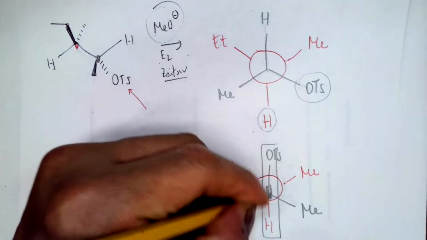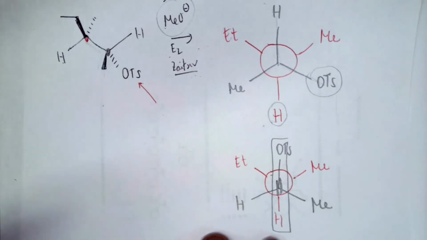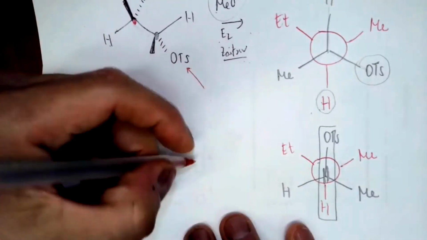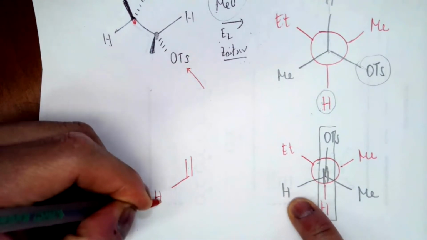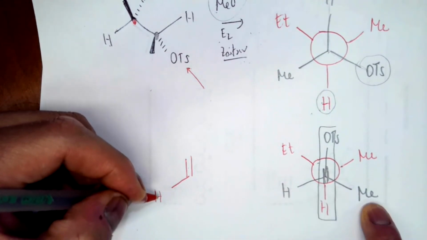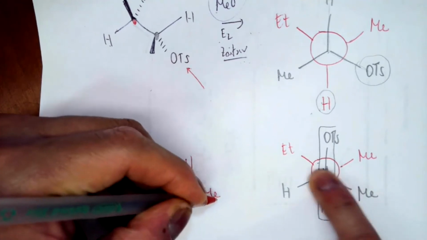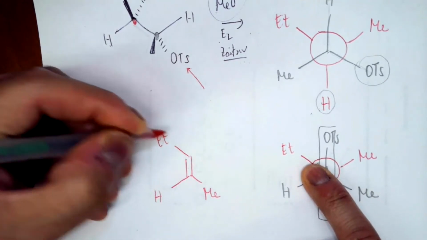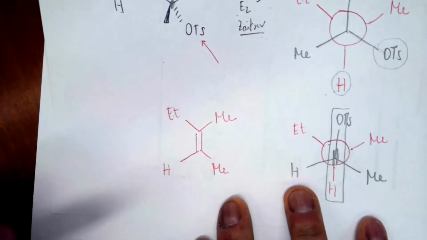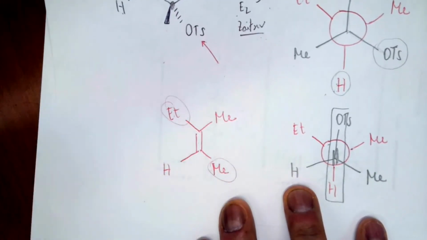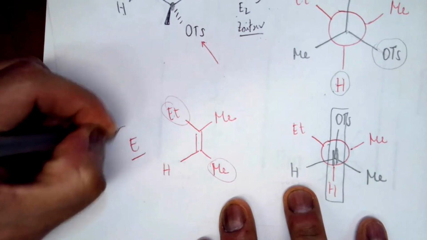Now all I do is just put the alkene in the middle. So what is the alkene that I'm getting? The alkene that I'm getting is on the left, hydrogen, bottom left, right? Bottom right, methyl. Top left, ethyl. Top right, methyl. What type of alkene is this? Methyl, ethyl. This one is an E alkene.